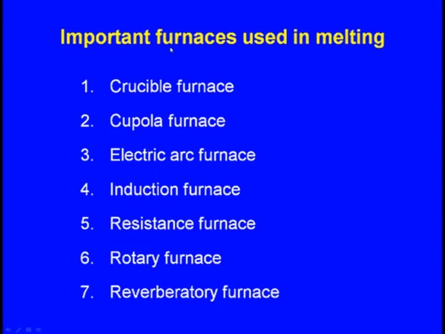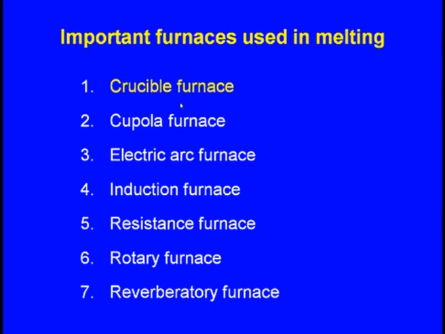Now, these are the important furnaces used in melting. One is the crucible furnace, next one cupola furnace, next one electric arc furnace, next one induction furnace, next one resistance furnace, rotary furnace, and reverberatory furnace. We will see all of these one by one. First, let us see the crucible furnace.